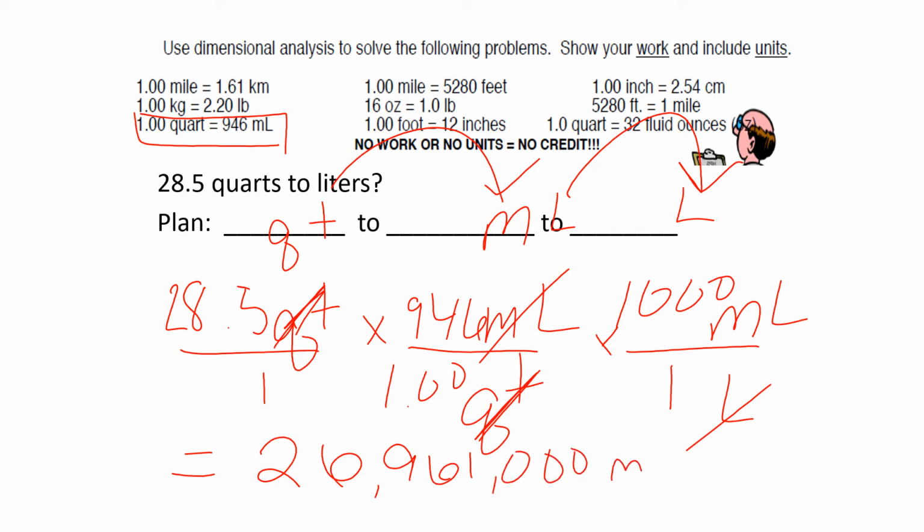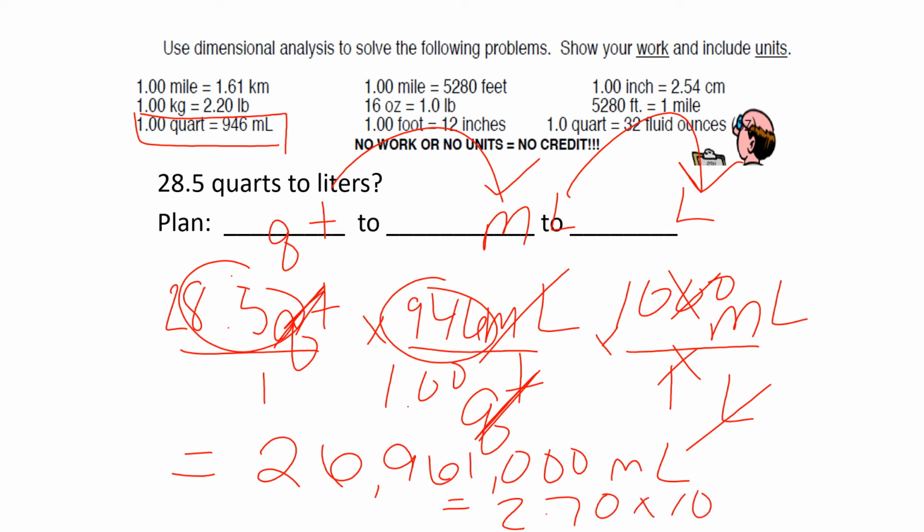26,961,000 mils. As far as sig figs go, we have 3 sig figs here, 3 sig figs here. This does not count for 1 sig fig because those are not measurements. So your answer should have 3 sig figs. So your answer will be 2.70 times 10 to the 7th milliliters.